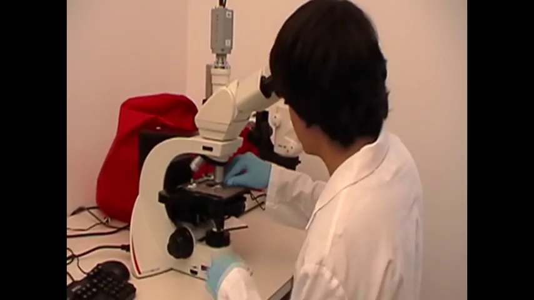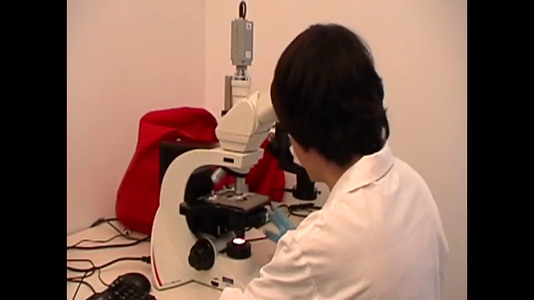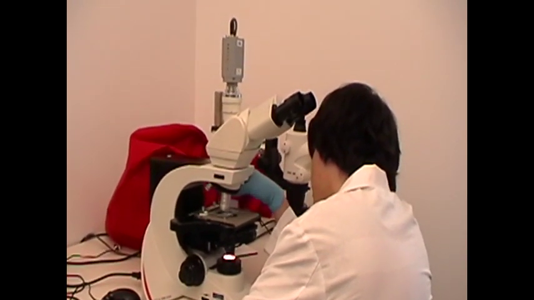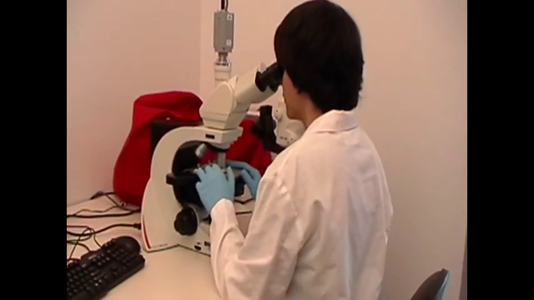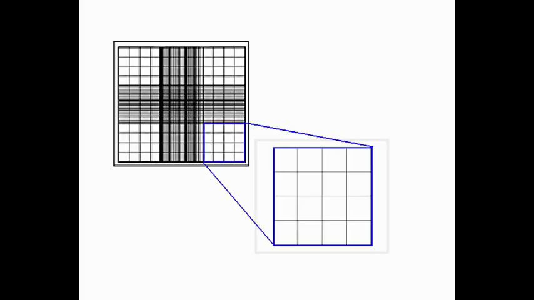Find the grid on the 10 times magnification and center the microscope on the top left quadrant. Switch to the 40 times magnification and phase 2. Now we will center the microscope on the top left square in the upper left quadrant. Click the counter for each cell in the square. Then scroll to the square to the right and continue counting the cells, focusing on one square at a time.